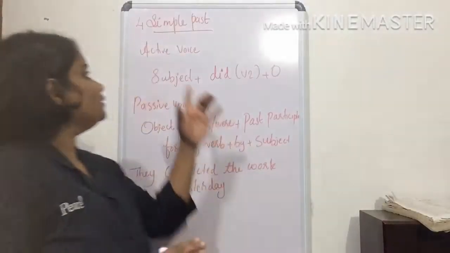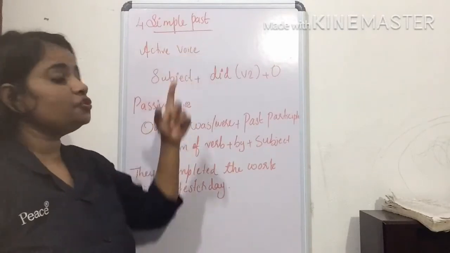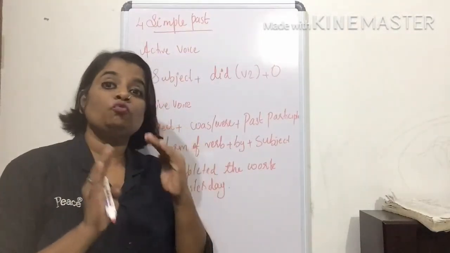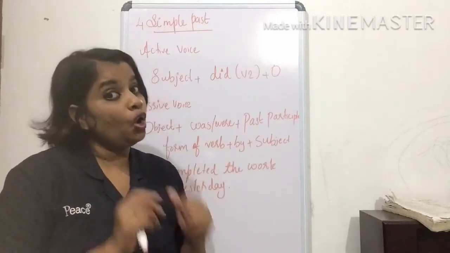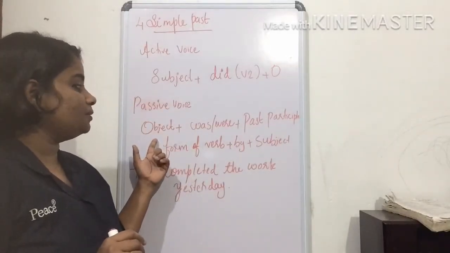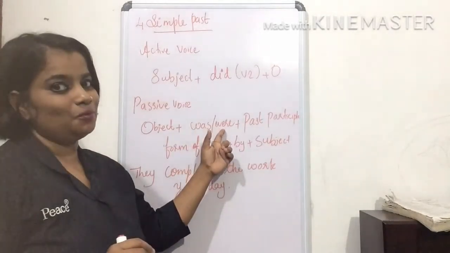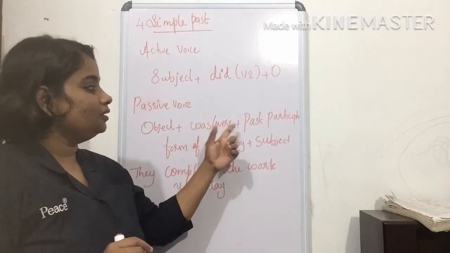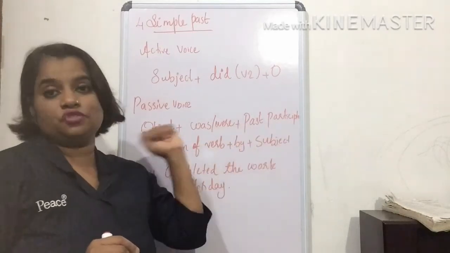Next one is in the case of simple past. In the case of simple past, the active voice structure is subject plus did form, meaning verb second form or the past form of the verb, plus object. Okay, in the case of passive voice, the object comes at the beginning of the statement, then was or were, the helping verbs in the case of past tense. Okay, was or were, past participle form of verb plus by plus subject.